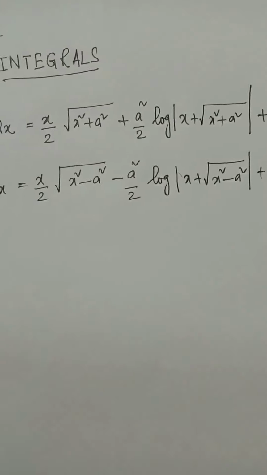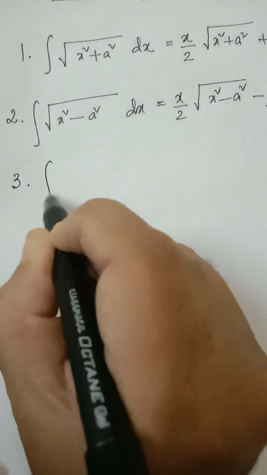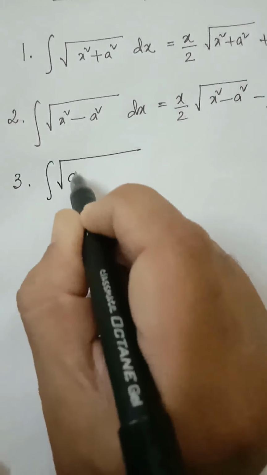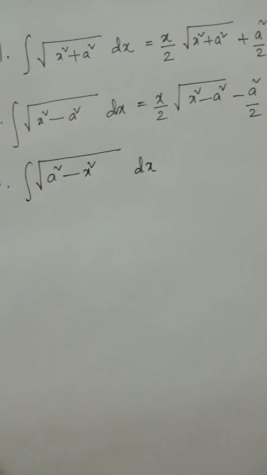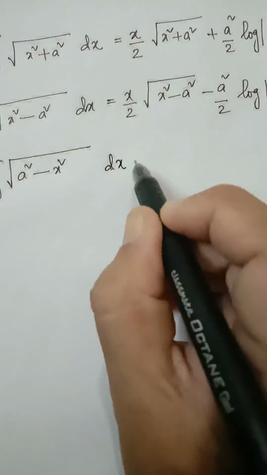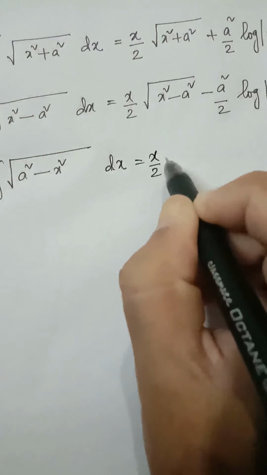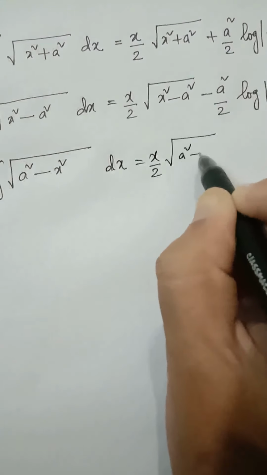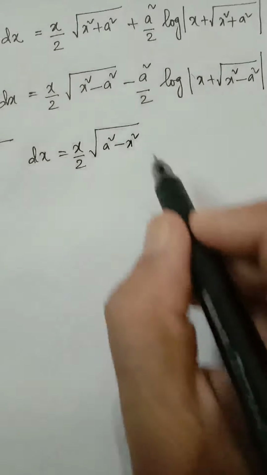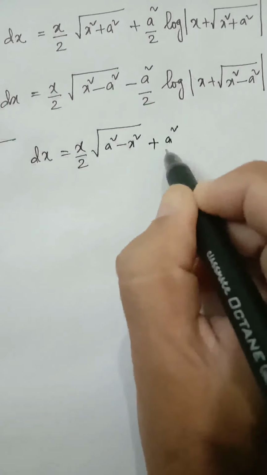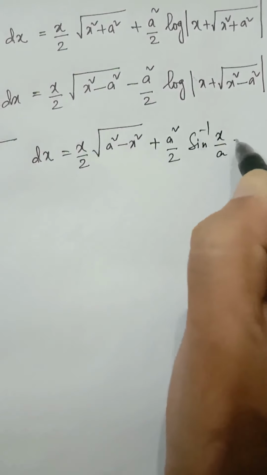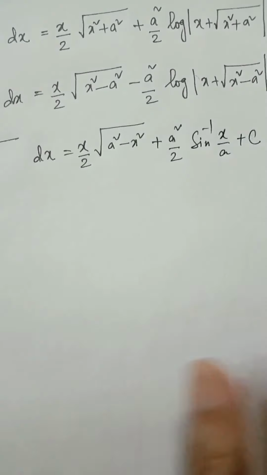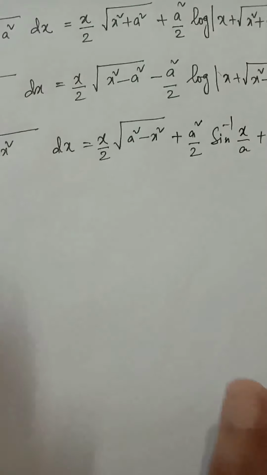And number 3 special integral in this exercise is integration of root over a square minus x square dx, which is equal to x by 2 root over a square minus x square plus a square by 2 sine inverse of x by a plus c. So these are the special integrals which I will discuss in this exercise.